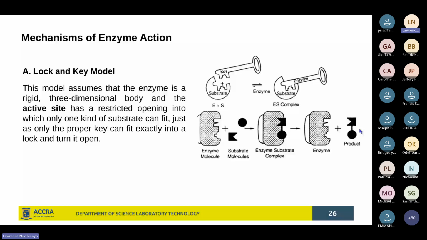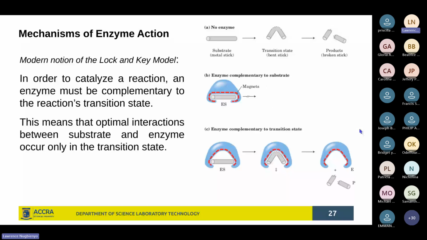Now, that is depicted so clearly in this diagram, such that if this is a substrate which is being depicted like a metal stick, and a transition state is the bent form of that metal stick, and then the product will be that the metal stick is broken, which means the enzyme is supposed to cause the breakage of this metal stick. So this is just a depiction to show what I was explaining earlier.